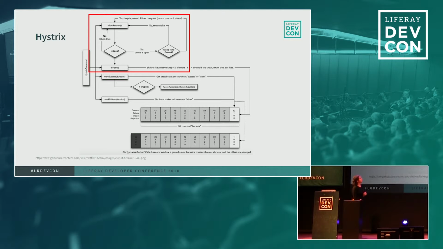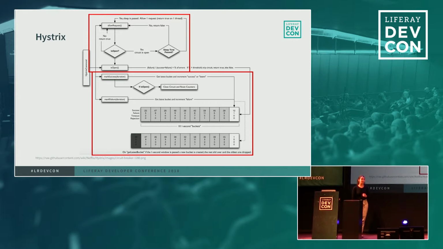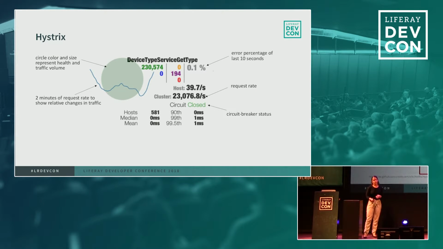So this is the diagram for Hystrix with circuit breaker. The first part is the circuit breaker status, basically. It will see if the circuit is open or not to pass or not the request. And the other part is the metrics that Hystrix will collect from your application to know what's going on. So it will collect successes, failures, timeouts, and rejections. And all this information, all these numbers, will be presented to you in a dashboard like this.